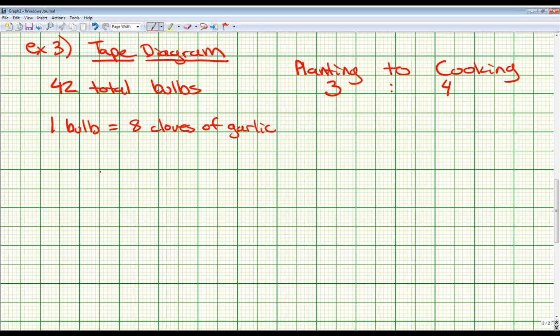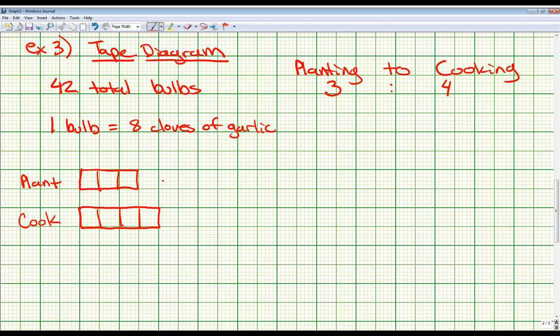So what we're going to do is draw our tape diagram again. One of the tapes is going to represent the planting and one of them is going to represent cooking. So for my planting tape, I'm going to need 3 sections. So let's make a little tape diagram with 3 sections. There's 1, 2, and 3. And we'll label this plant. We're going to plant these ones. And then our cooking, we have 4. So we're going to make 4 sections and cut that into 4 pieces. And that represents the bulbs that we're going to be cooking.